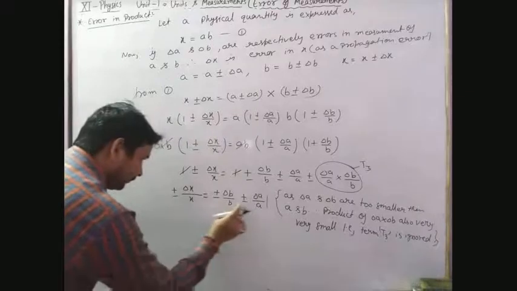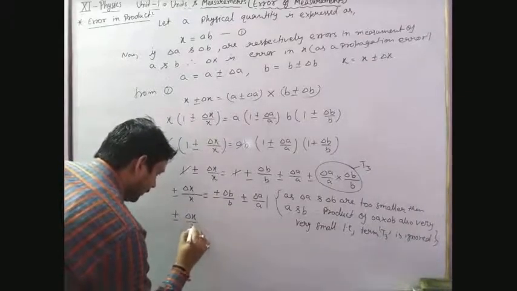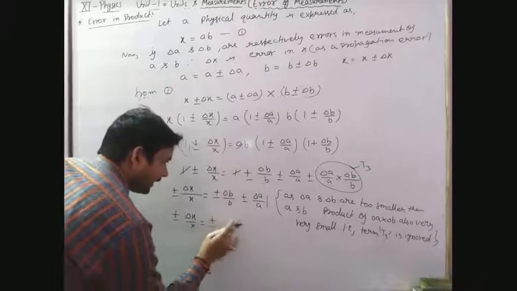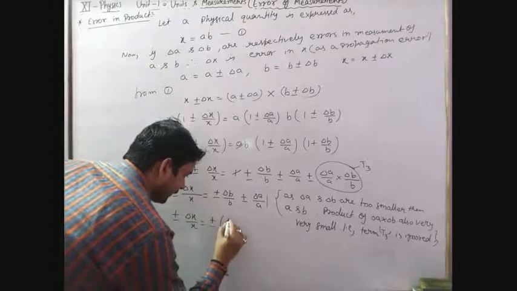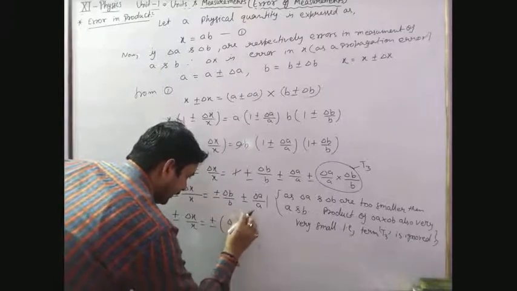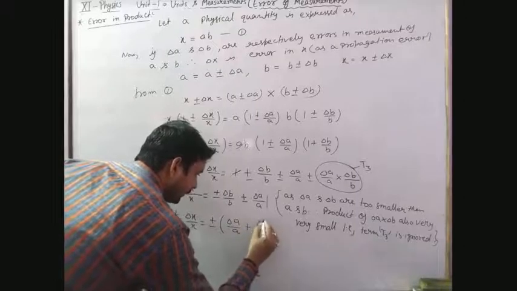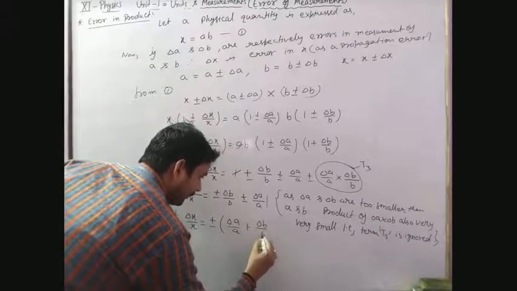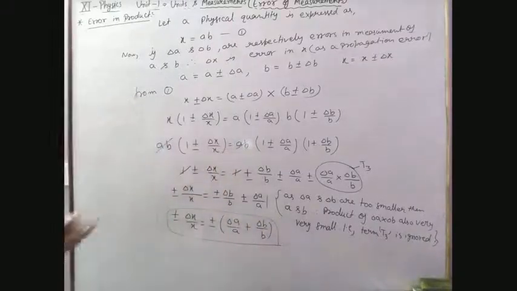Now ± δx/x is equal to ±, taking it as common, we get δA/A + δB/B. This is how we calculate the error in product or multiplication.